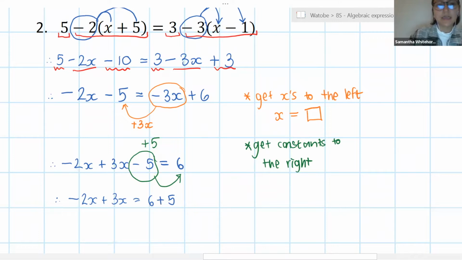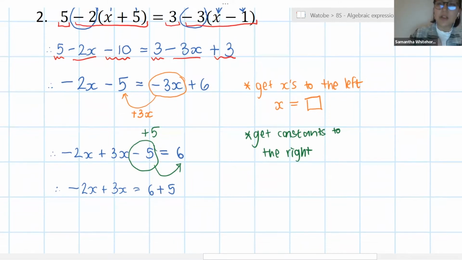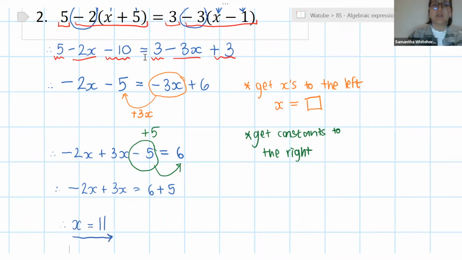All right. Now from this point, I've got like terms on either side, so I can just add my like terms. Minus 2x plus 3x is then just a positive x, and 6 plus 5 is 11. And so I get that x is equal to 11. All right. So I hope you got that. If you didn't get that, please make your corrections or ask me a question if you're a little bit confused.